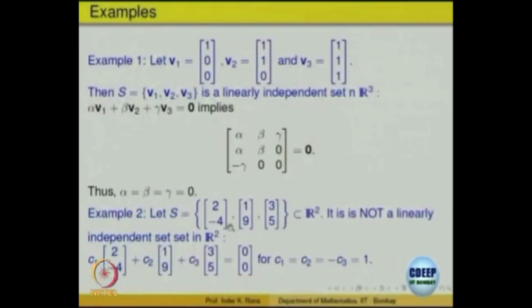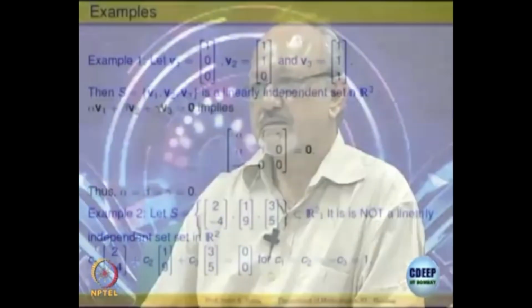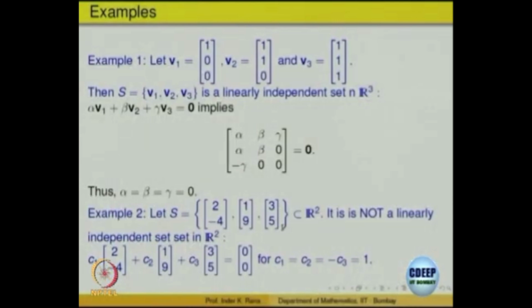This phenomenon is going to happen very often. These are three vectors of two components each. So whenever you have a collection of vectors where the number of components is less than the number of vectors, they are always going to be linearly dependent vectors.